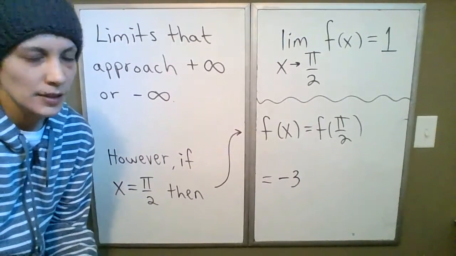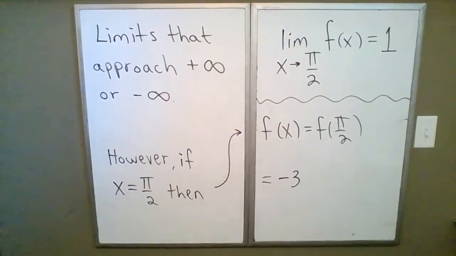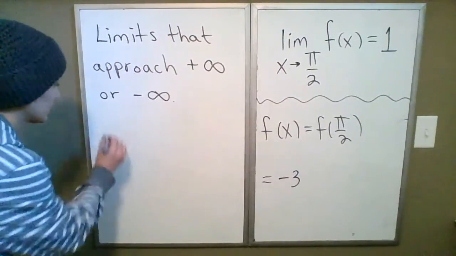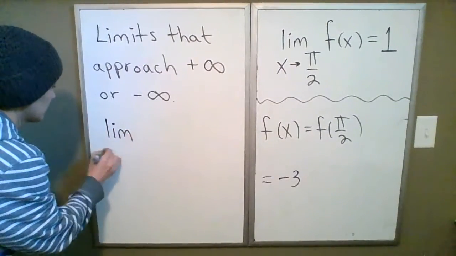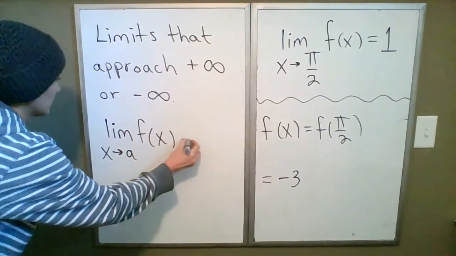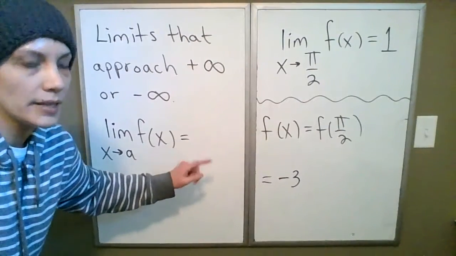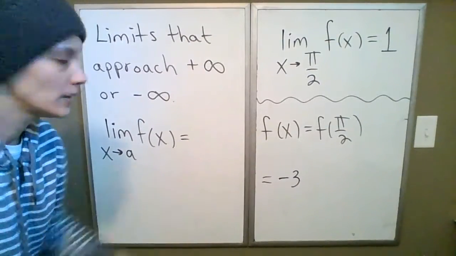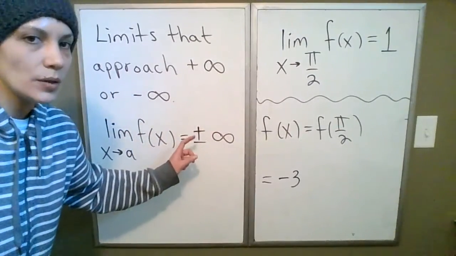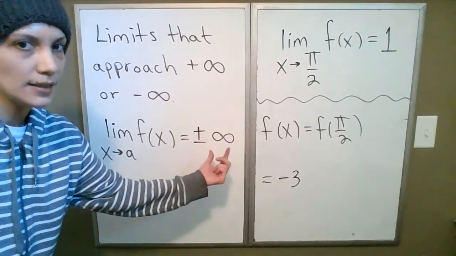So some notation, it would look like the limit as x goes to a of f of x, and to be clear, it's going to be positive infinity or negative infinity. I'm going to write that down like this. So it's not both of them. It's going to be one or the other. So plus or minus infinity.